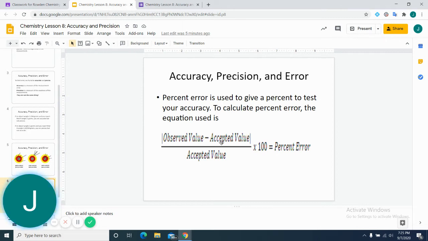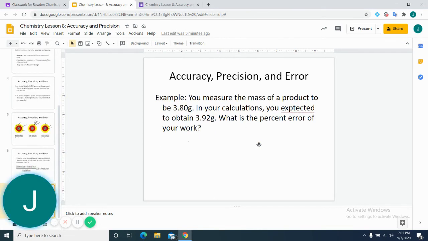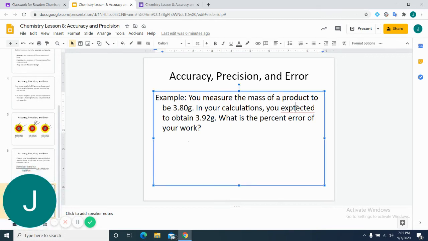So what you'll do is create this formula where you take the absolute value of observed minus accepted. In other words, that just means take the difference between your two values and divide it by what it should have been. Multiply by 100, and you'll get a percent. So for example, if you measure the mass of a product to be 3.80 grams, and in your calculations you expected to obtain 3.92 grams, what is the percent error of your work? You measured it to be 3.8, but it was supposed to come out to 3.92.